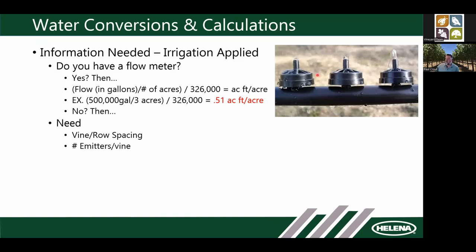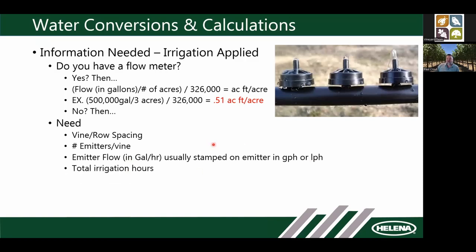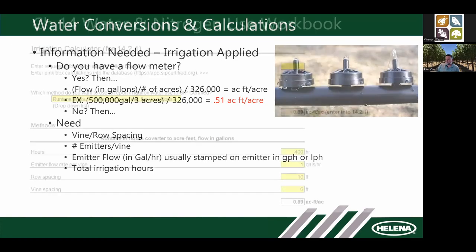We need the number of emitters per vine, so the number of these guys per vine. Oftentimes it's 1, or even more often it's 2. And as I mentioned, you need to know the emitter flow in gallons per hour, which is stamped on the emitter. You need to know your total irrigation hours. So how many hours over the course of the season were you irrigating? And that's why having that spreadsheet or having some form of tabulation is really, really important.